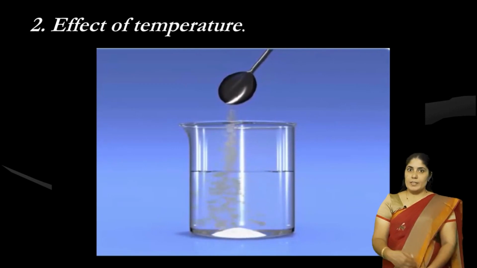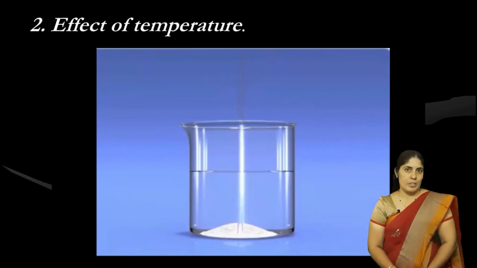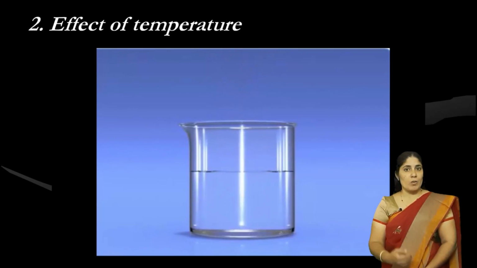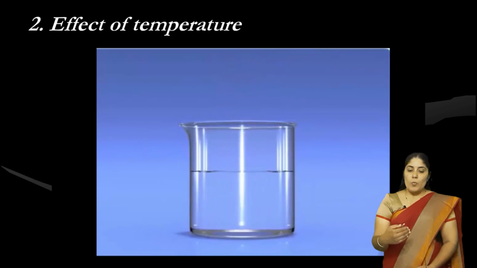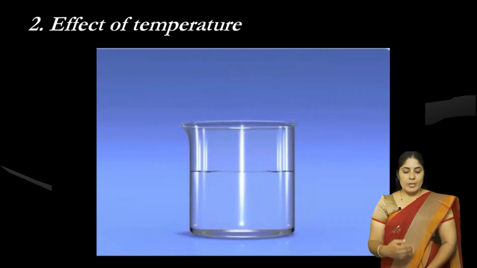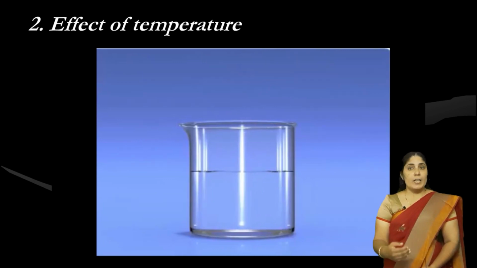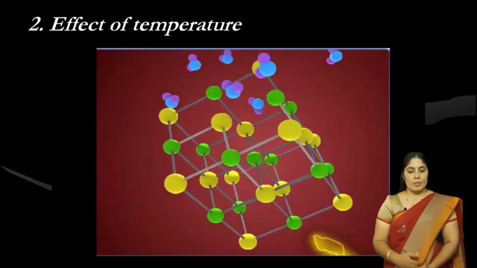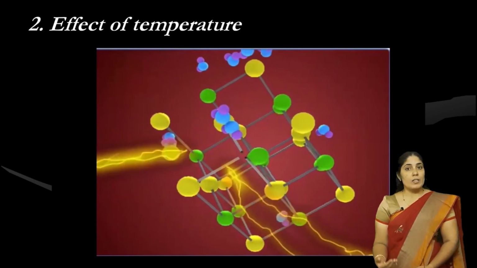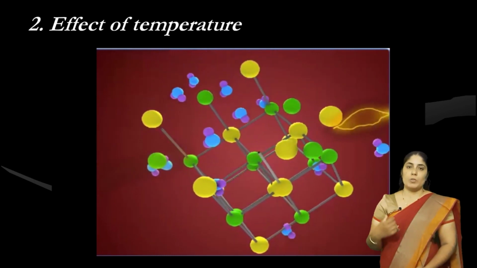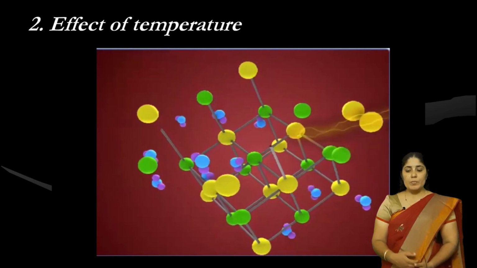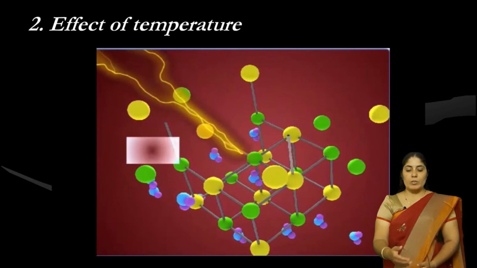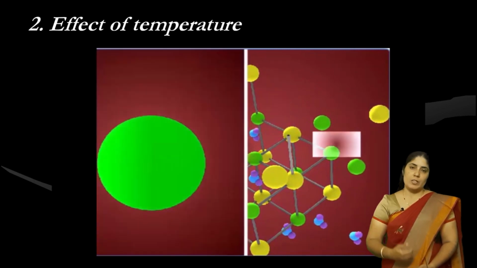Let's discuss the second condition, that is the effect of temperature. Here we are considering a solid solute being dissolved into the solvent. When we take a solid solute, we can see that first energy is consumed to break the bonds of the solute. Then energy is released when bonds are formed with the solvent. You can see here how the bond is breaking and then how the bonds are being made with the solvent particle.